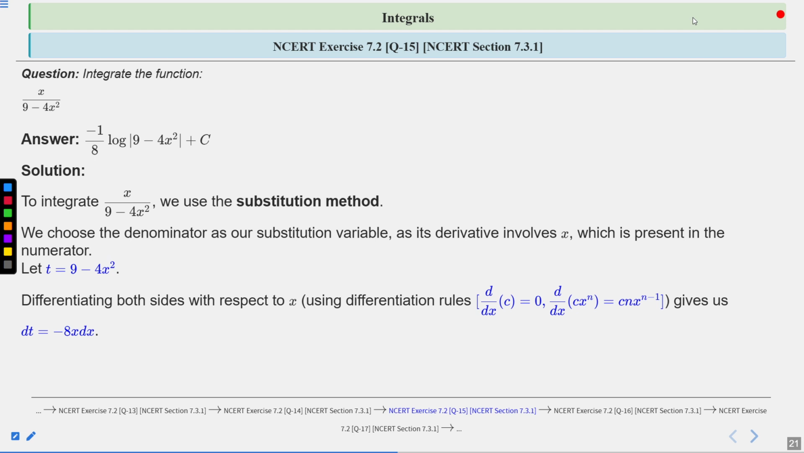Differentiating both the sides with respect to x using the differentiation rule, which is d upon dx of c is equal to 0 and d upon dx of c x to the power n is basically cn x to the power n minus 1, gives us dt is equal to minus 8x dx.